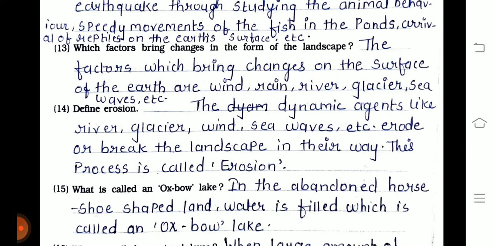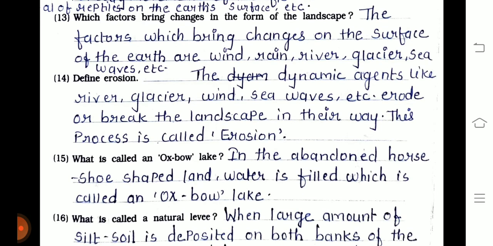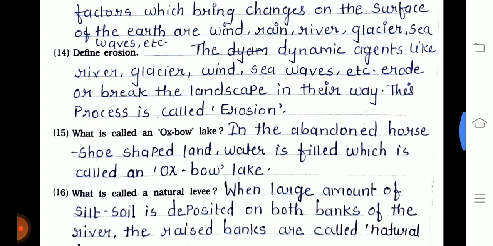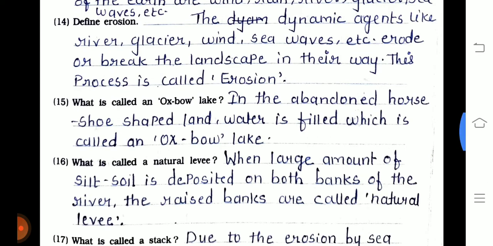Thirteenth one, which factors bring changes in the form of the landscape? The factors which bring changes on the surface of the earth are wind, rainwater, rivers, glaciers, sea waves, etc. Fourteenth one, define erosion. The dynamic agents like rivers, glaciers, wind, sea waves, etc. erode or break the landscape in their way. This process is called erosion.